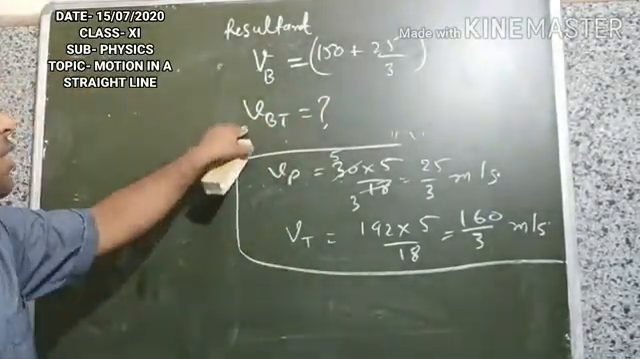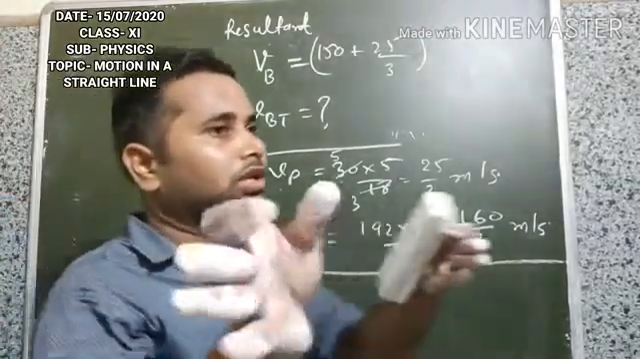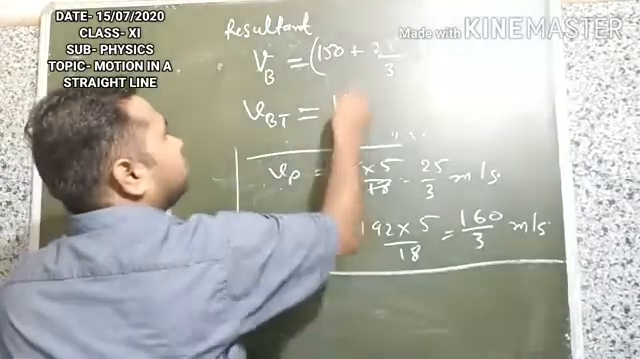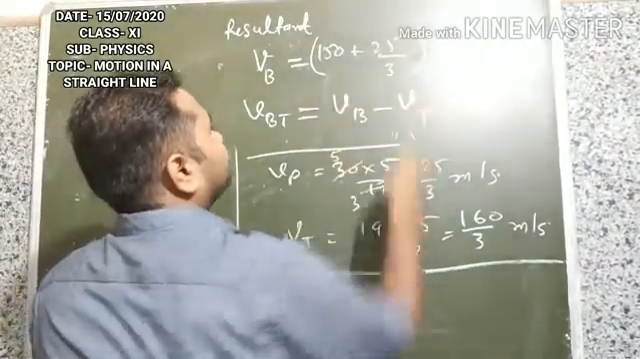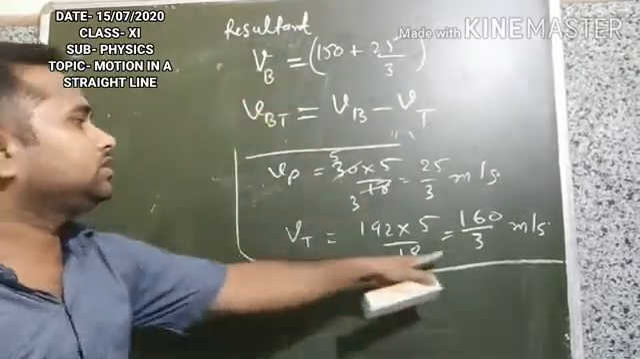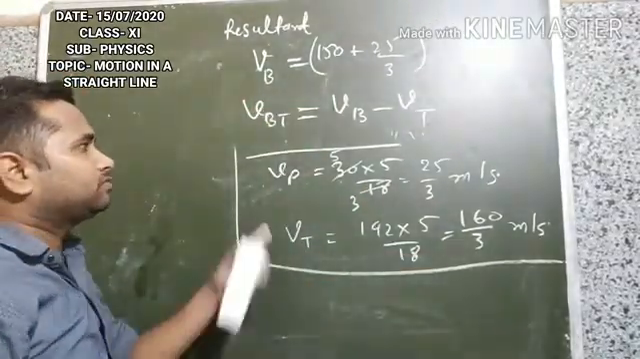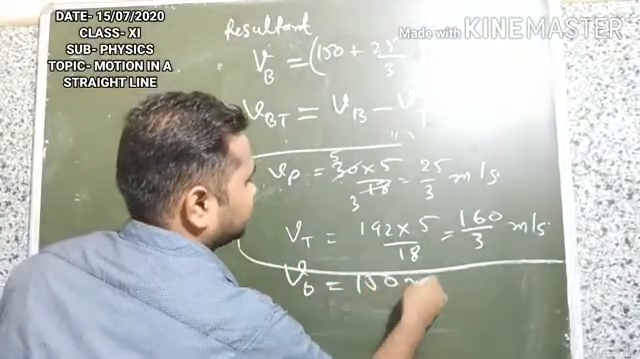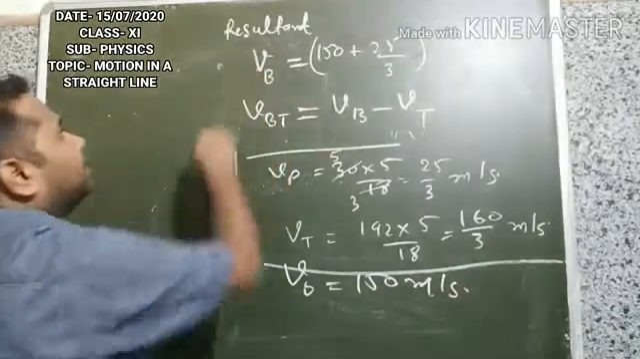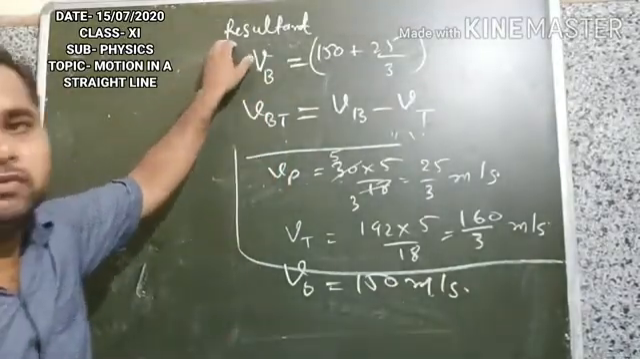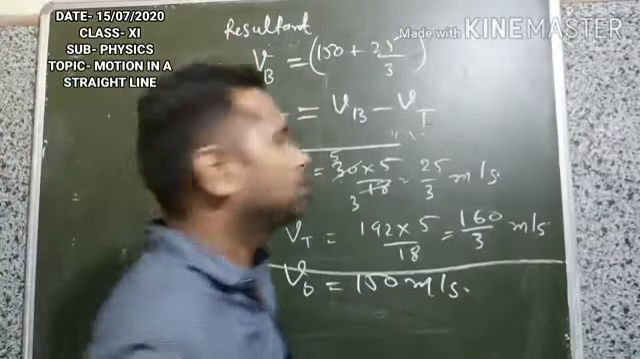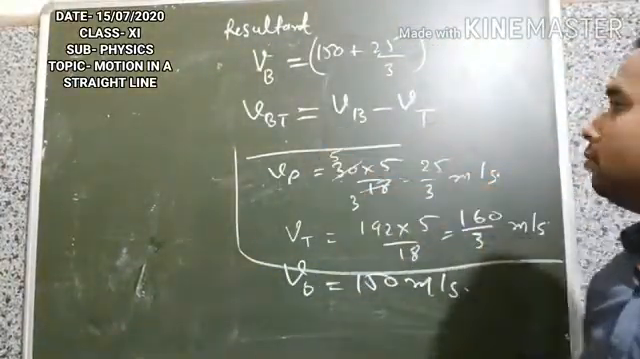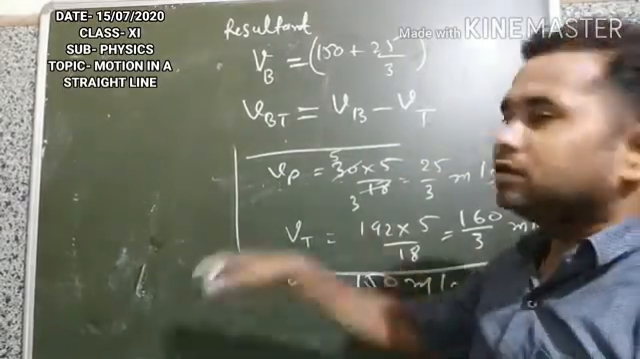How will this VBT be found? When two bodies are in motion in the same direction, the relative velocity of the bullet with respect to the thief will be VB minus VT. This is VB and this is VT. The VB written last, call it small b, equals 150 meter per second. Now capital B is the resultant velocity of the bullet. By this expression you can calculate the relative velocity of the bullet which hits the thief's car.